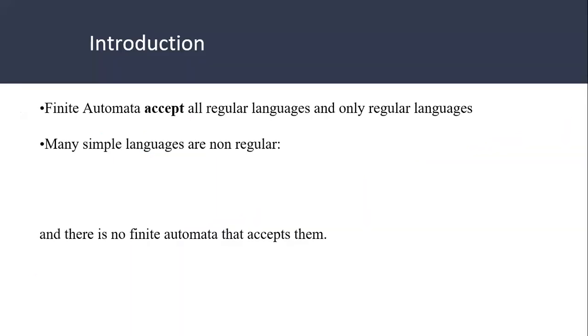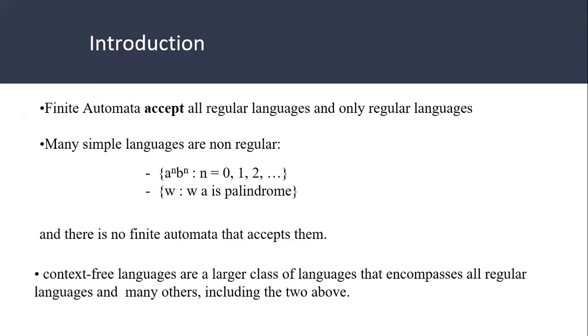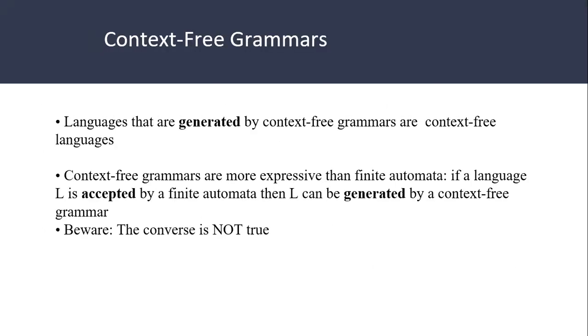Context-free grammar. Finite automata accept all regular languages, and only regular languages are accepted by finite automata. Many simple languages are non-regular. Why? Because of the conditions they have. Context-free languages are a large class of languages that encompasses all regular languages and many others, including the two above.